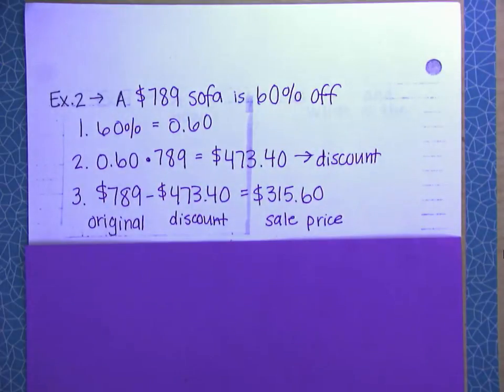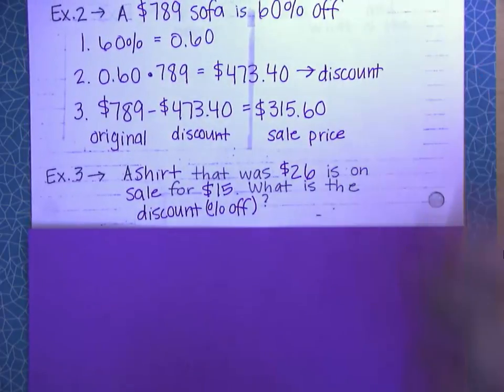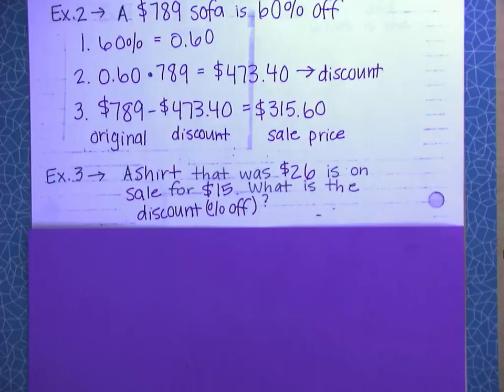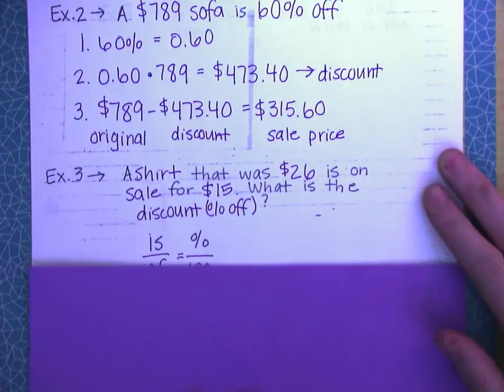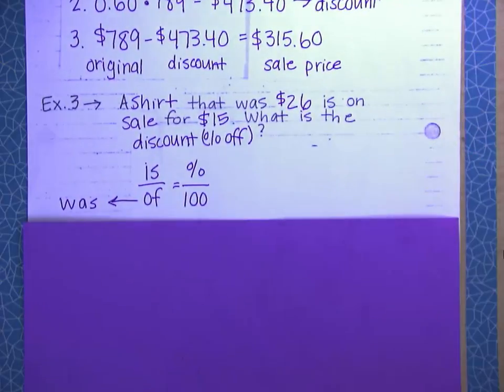Okay? Now the next example we're going to look at, I'll go ahead and put it up, says a shirt that was $26 is on sale for $15. What is the discount or the percent off? So for this one, instead of being given the original price and the discount, we're going to have to figure out what percent off that discount was. Okay? So the way we're going to do that is use this familiar proportion: is over of equals percent over 100.